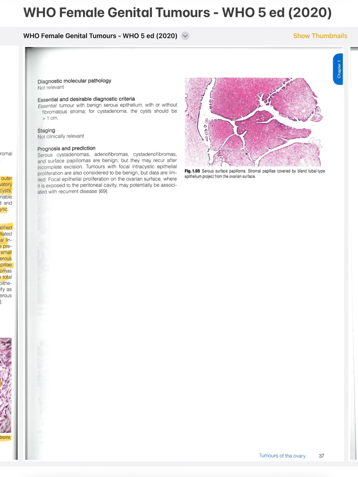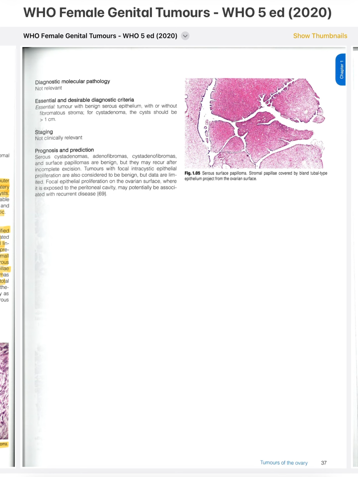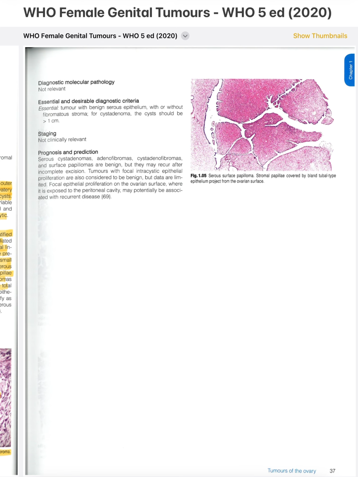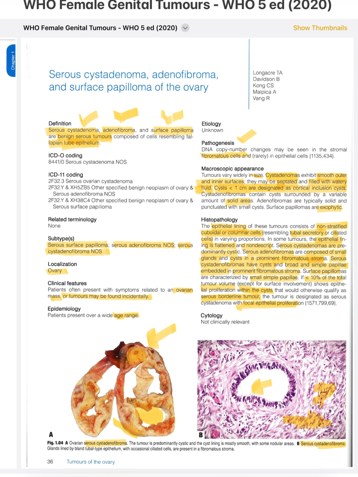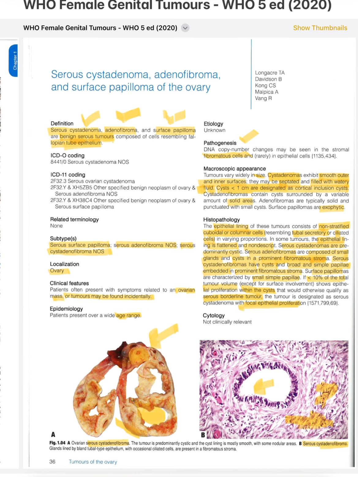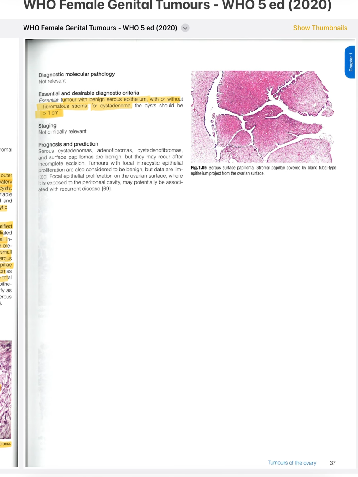Now, essential and desirable diagnostic criteria. If we talk about this tumor with benign serous epithelium, with or without fibromatous stroma, for cyst adenoma, the cyst should be more than 1 centimeter. If it is less than 1 centimeter, then it will be called as what? Cortical inclusion cyst.